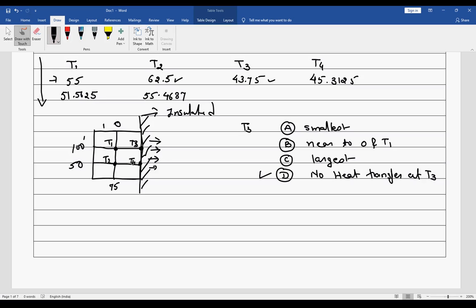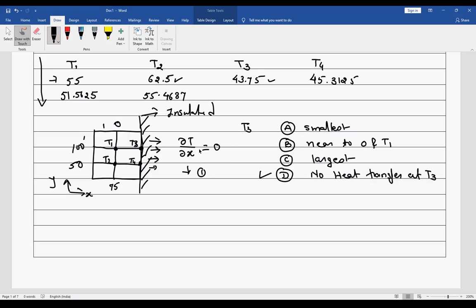So if you remember Fourier's law of conduction, at T3 what is valid is delta T, and this is my x direction, this is my y direction. So what is valid at T3 is delta T by delta x is equal to 0. There is no heat transfer along this. So at T3 delta T by delta x equal to 0. This is valid one. So I can call this equation 1.